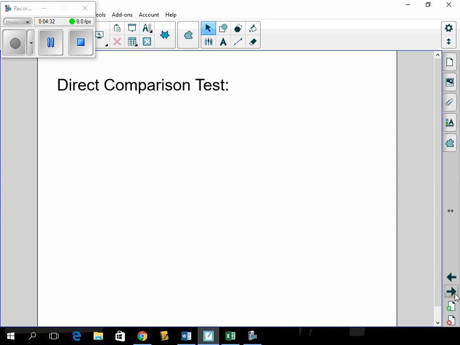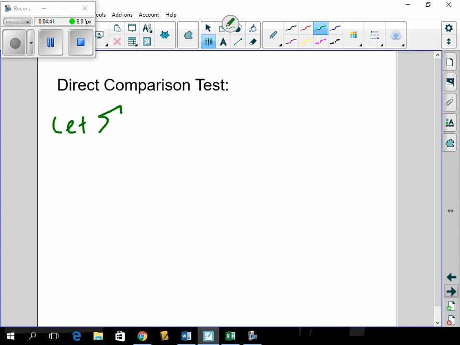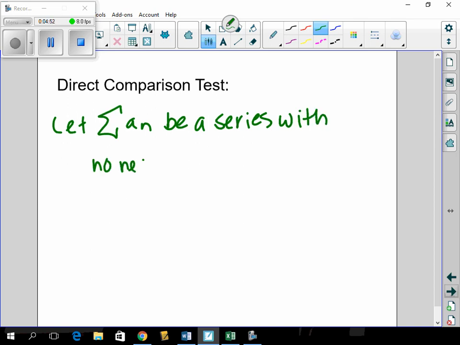Our second test is called the direct comparison test. This has a kind of long definition. We're going to let the sum of a sub n be a series with no negative terms. This is very important. I can't have any negative terms in my series. So, no negative terms.